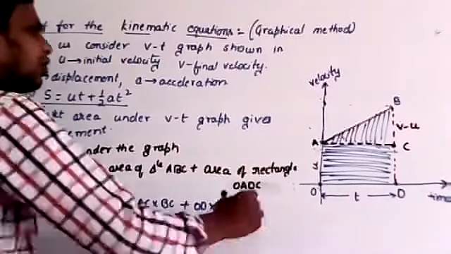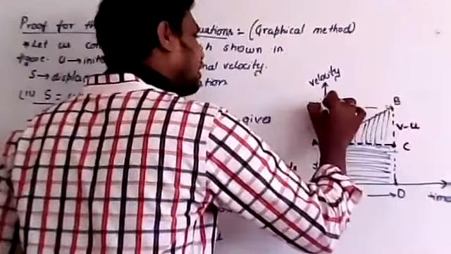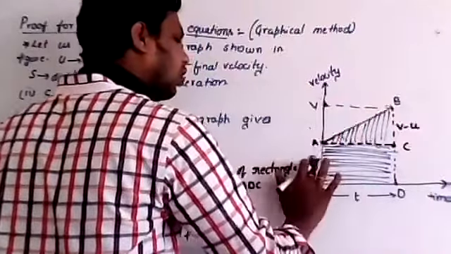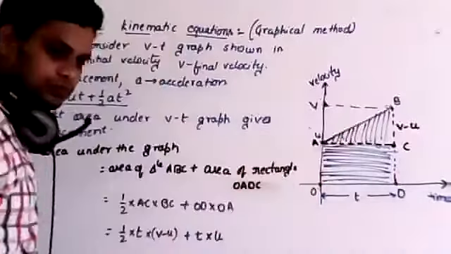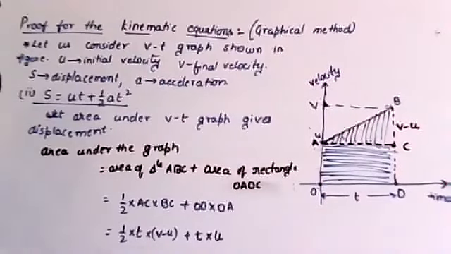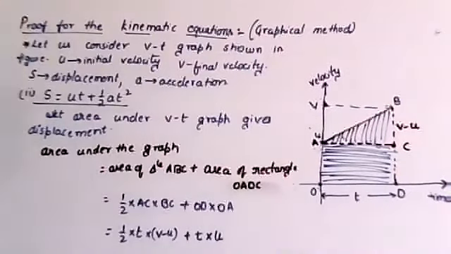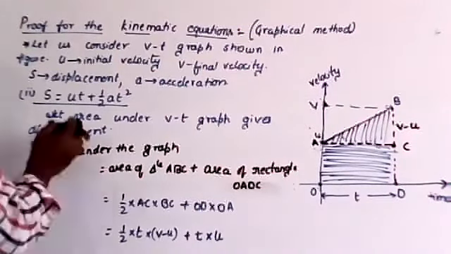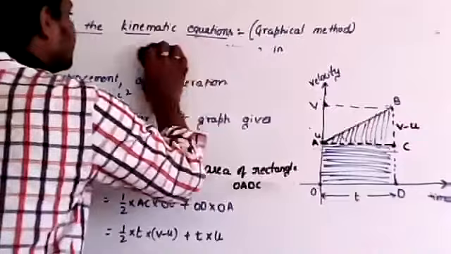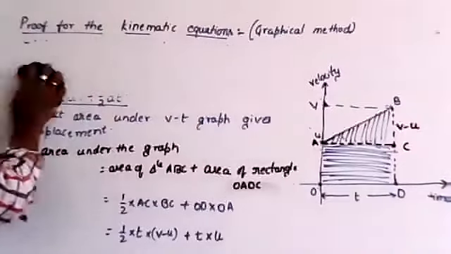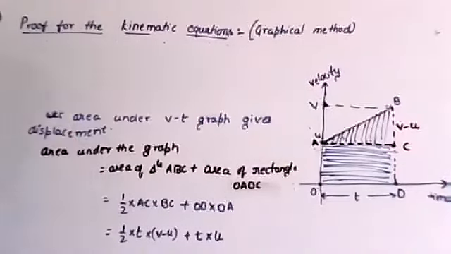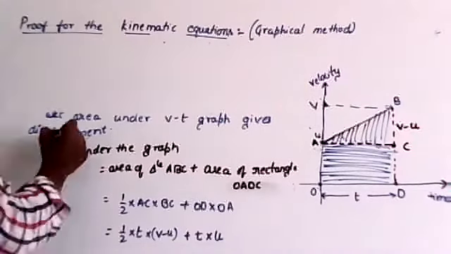Now remember, this velocity we consider as v, and this velocity as u. Do you understand? Did you understand up to here? Shall I rub this out? Yeah, fine. Now listen.